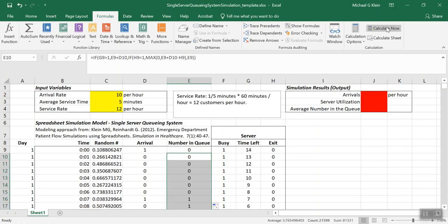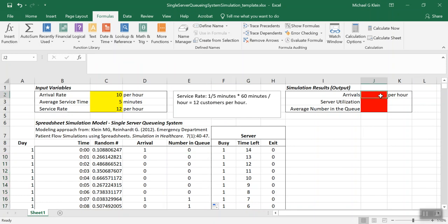And then we calculate down. The last step for this simulation model is to generate the metrics for the results. So what we're going to do now is update the formulas in the top right hand corner, which I've highlighted in red. First thing we're going to determine is the number of arrivals per hour that we're simulating, going to be similar to 10 per hour, so that's a check. And then the last two are metrics about the server utilization that we're getting in our simulation model, and also the average number in the queue that we're getting for the simulation model.